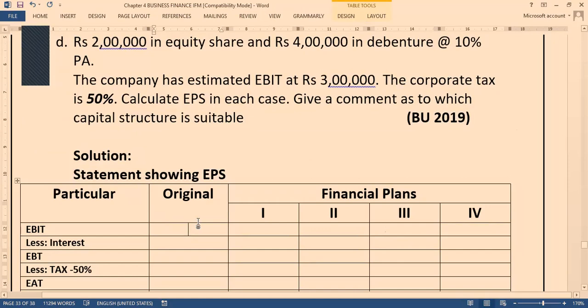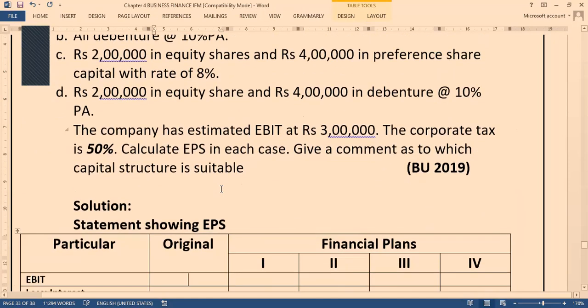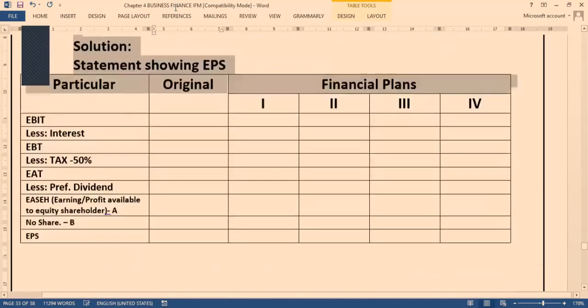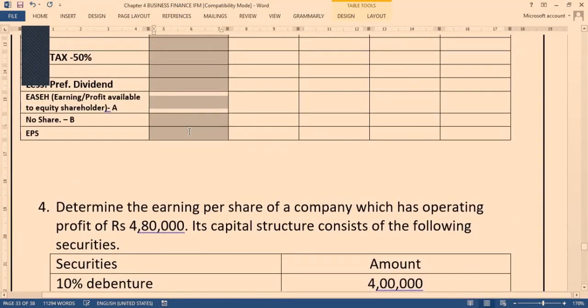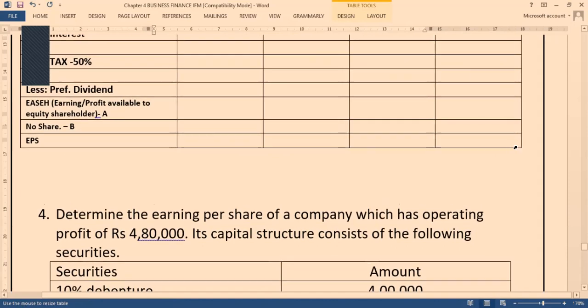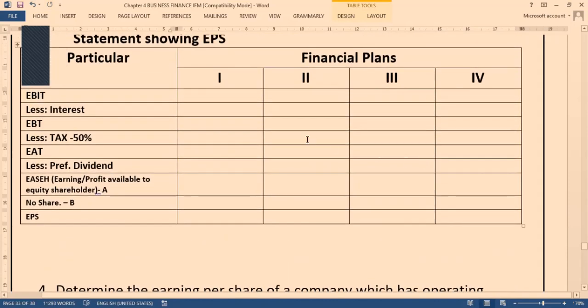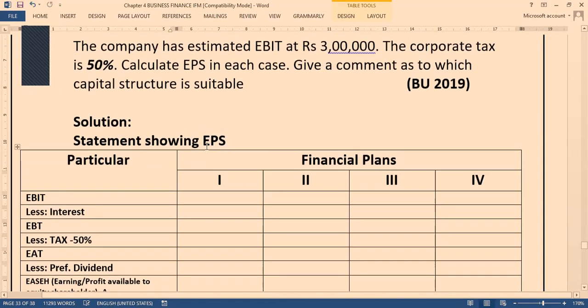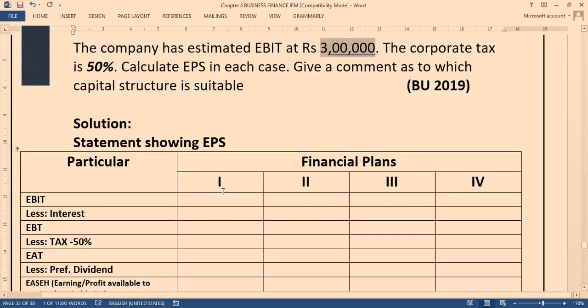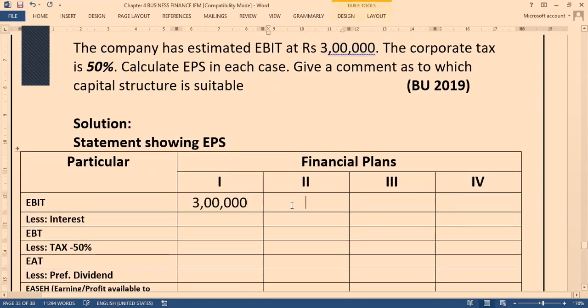In this case, we are focusing completely on financial plans 1, 2, 3 and 4. In this case, this column is not required. If you write it, it is not a problem; if you leave it, there is no problem at all. You can solve it. For the sake of space, I have just deleted it. Now in the question, they clearly mention EBIT as 3 lakh. I'll take 3 lakh for financial plan 1, 3 lakh for plan 2, 3 lakh for plan 3, and 3 lakh for plan 4.